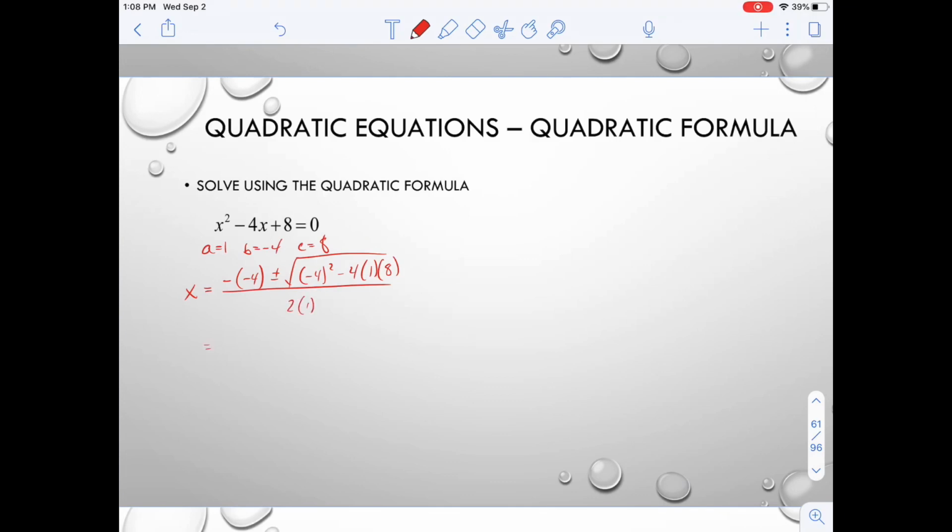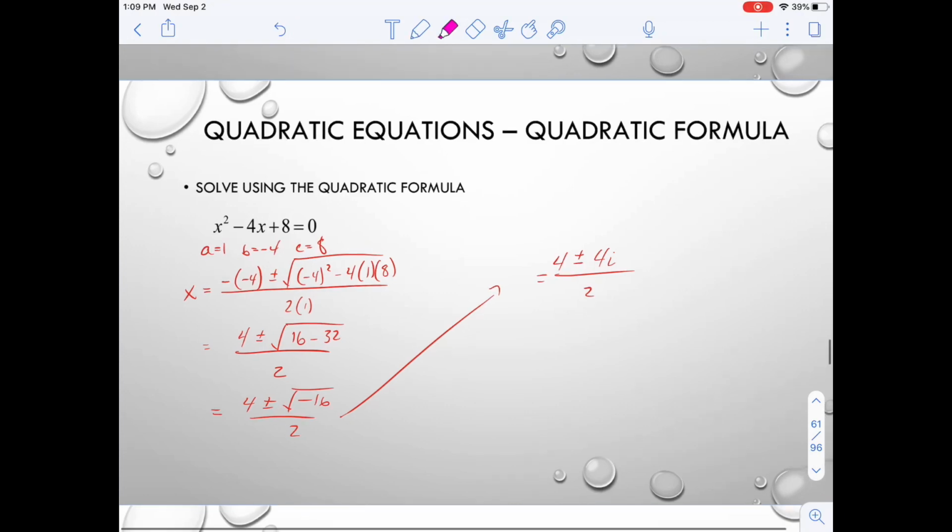So again, I'm going to simplify. So we're going to have 4 plus or minus the square root of 16 minus 32, all divided by 2. Simplify a little farther. We're going to have 4 plus or minus the square root of negative 16, all divided by 2. Right? I can take the square root of negative 16. It's going to give me 4i. So here I get 4 plus or minus 4i, all divided by 2.